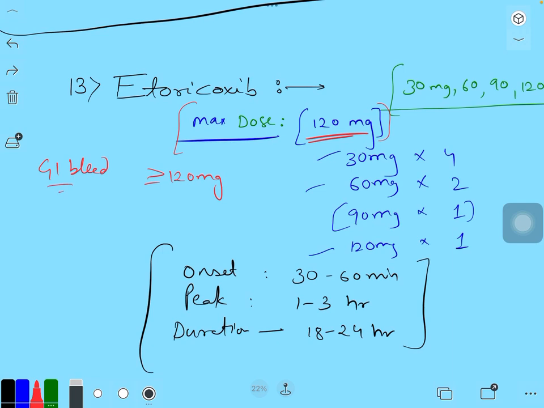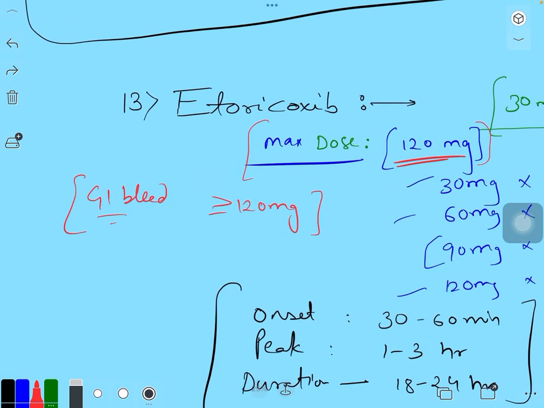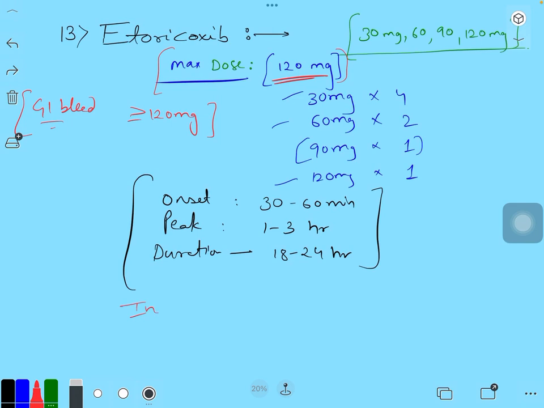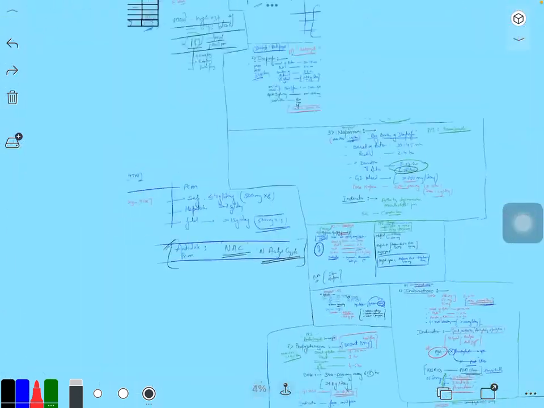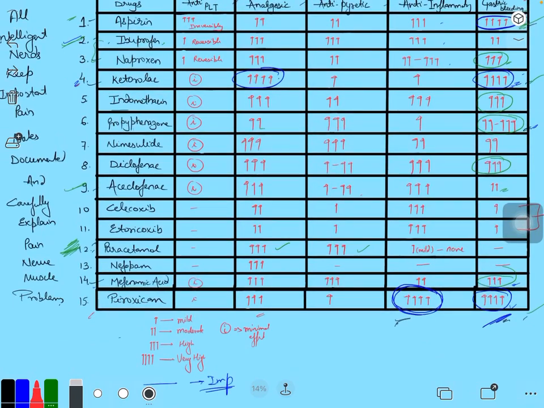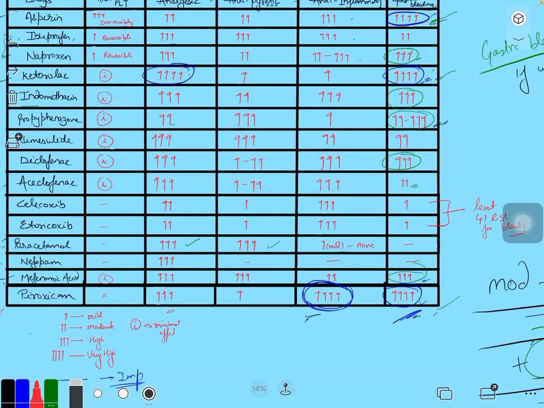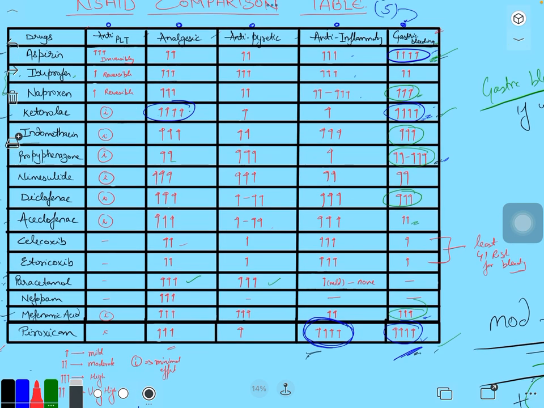Okay. And lastly, the indication: when to give somebody Etoricoxib. For that, let's first check our table. So we are here, Etoricoxib. Etoricoxib is completely similar to Selective in almost everything. It has a moderate analgesic effect, almost mild antipyretic effect, high anti-inflammatory effect, and still has the least GI bleeding possibility, or GI bleeding risk.